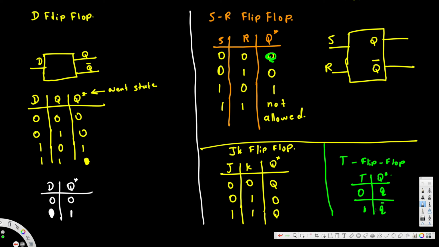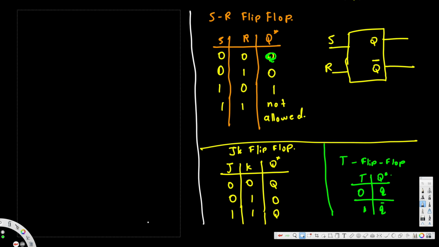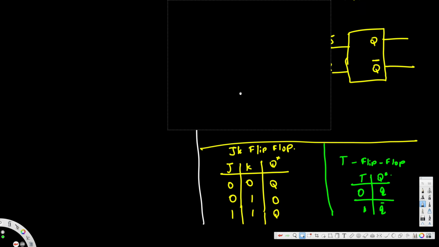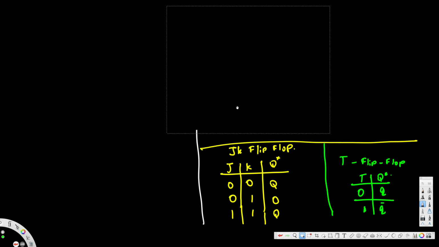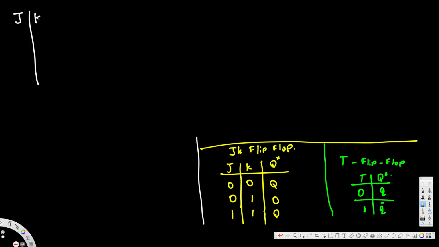Now here we are going to take a look at the toggle flip-flop and JK flip-flop a little bit further. Let's get rid of the D flip-flop and SR flip-flop. Now if you expand the JK flip-flop including this Q, it's going to look like this: J, K, Q and Q asterisk.